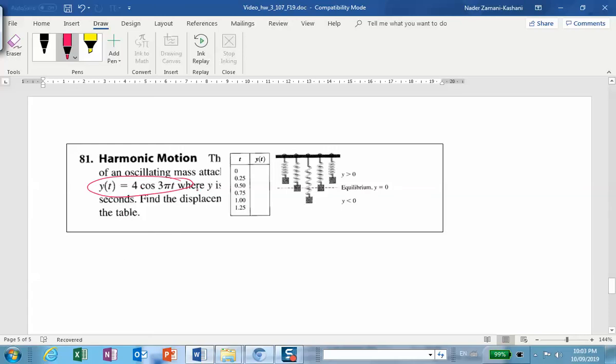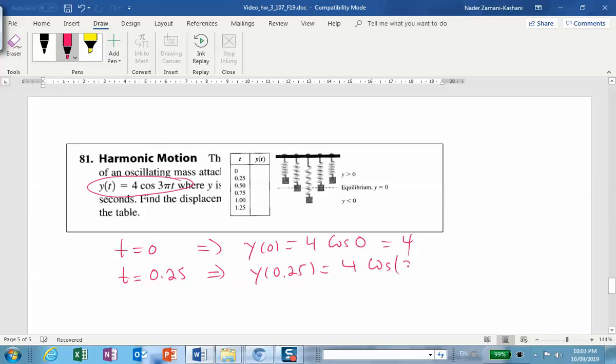So it's asking you to find the location for different times. So for example, t equal to 0, y at 0 is equal to 4 cosine of 0, and this is 4. At t equal to 0.25, y at 0.25 is equal to 4 cosine of 3 times pi times 0.25. And what you need to do is you put this in your calculator.